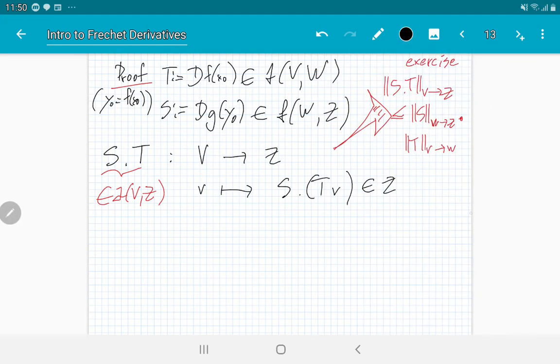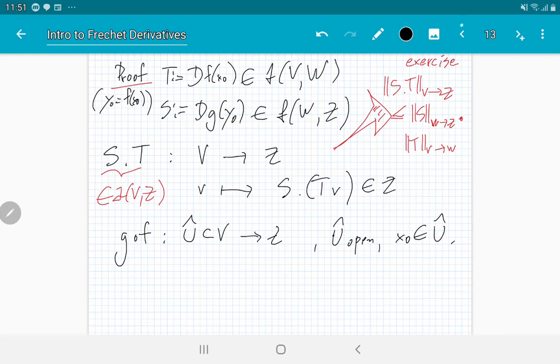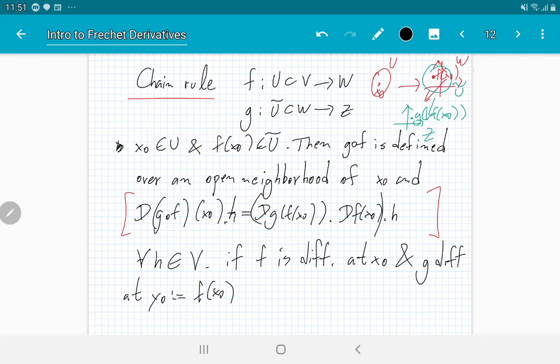And now there's the issue that I want to compute. I want to define this composition of G and f for a certain subset of U that I'm going to call U hat, to Z, with U hat open and x0 belonging to U hat. So I need this because I can only define derivatives of functions defined over open sets. But that's okay. And that's also not an exercise I'm going to leave for you.